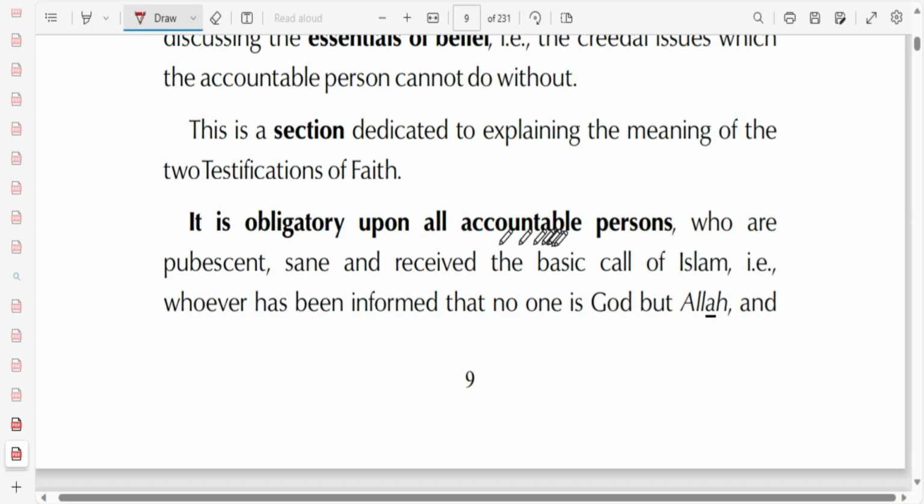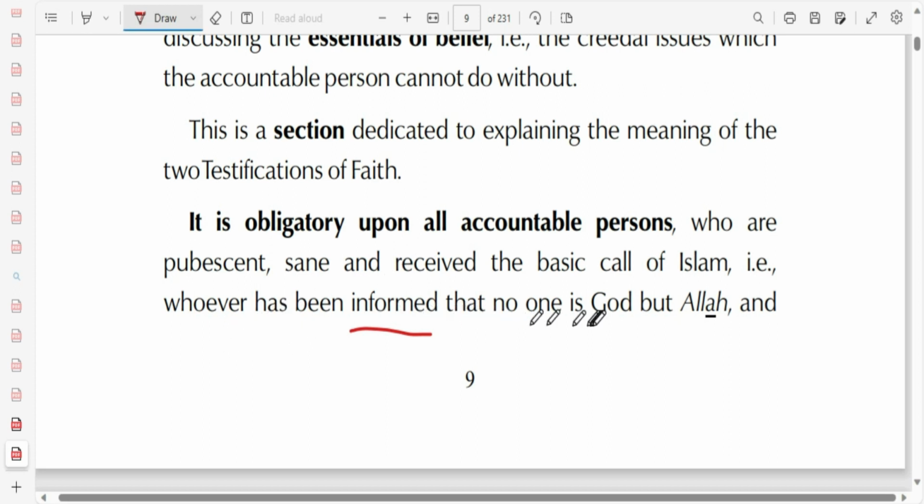It is obligatory upon all accountable persons who are pubescent, sane, and received the basic call of Islam, i.e., whoever has been informed. Nice. We usually say whoever heard, or whomever it reached him, even. That's best. Whomever it reached him, that's what Shaykh says. Because being informed might imply that someone told you that. But maybe nobody told you that, but it reached you. If it reached you, that basic call, you'll be accountable.